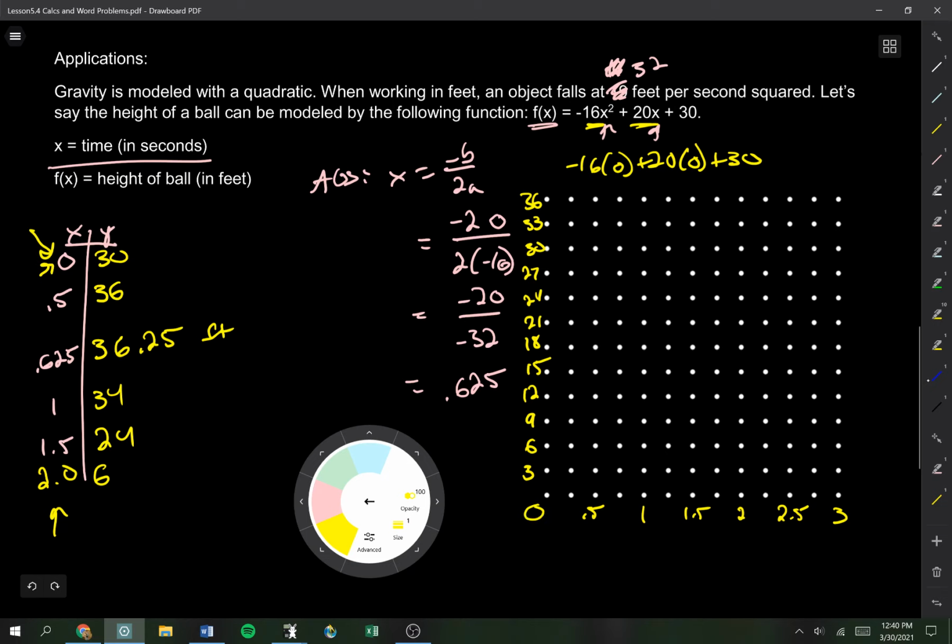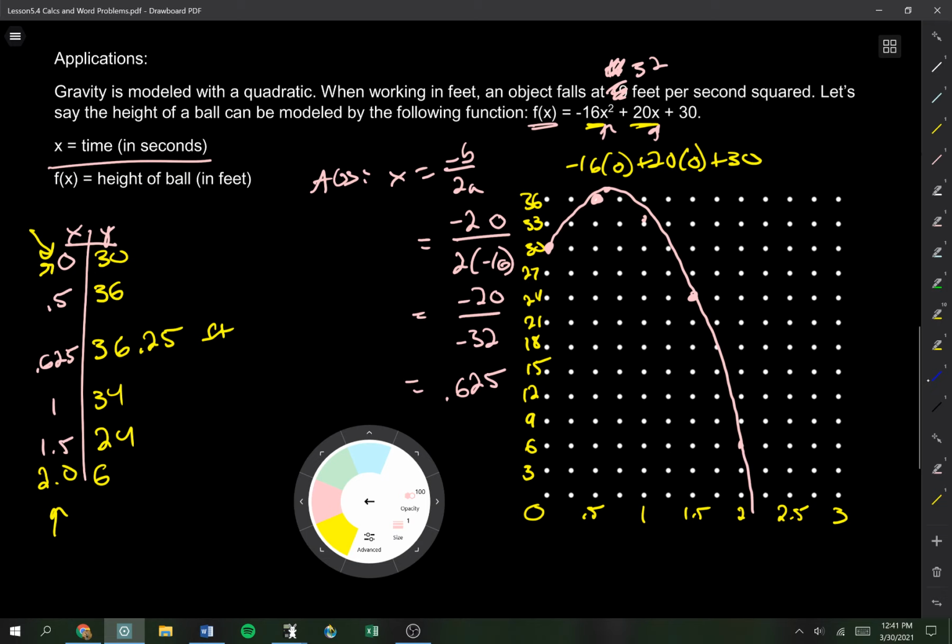Let's plot some points. We have the point 0, 30 right here. The ball starts 30 feet high. We have the point 0.5, 36, which is here. Then we have the vertex, which is going to be right about here. We have the point 1, 34, which is here. We have the point 1.5, 24, which is here. And the point 2, 6, which is right here. So we know the ball is doing something like this.